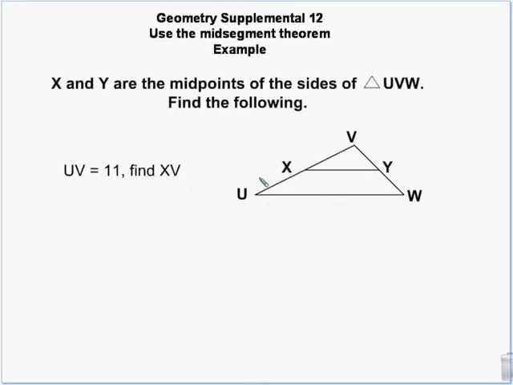All right. UV, that's this length right here, is 11. So this whole length is 11, and I want to find XV. Well, this is a midpoint. So what do I know about this length here? It's half. So I take half of 11, which is 5.5. So XV is 5.5.